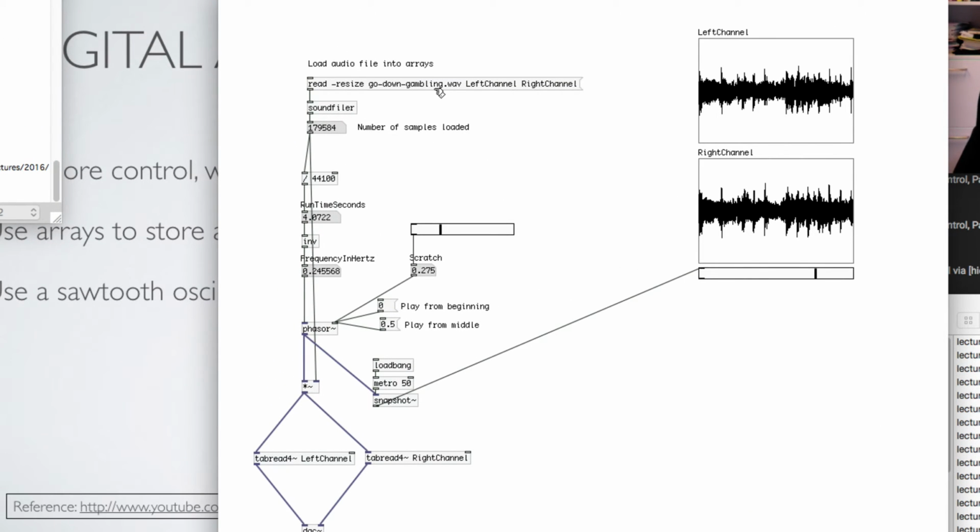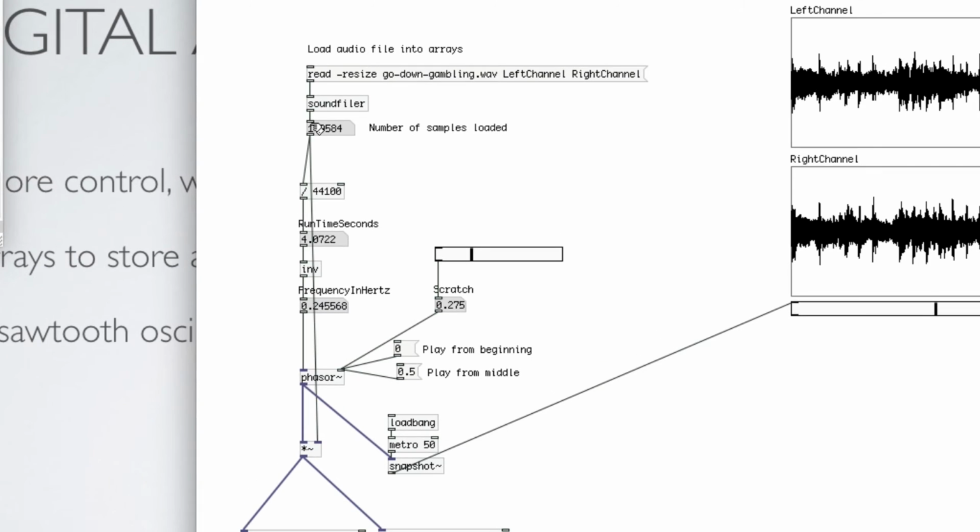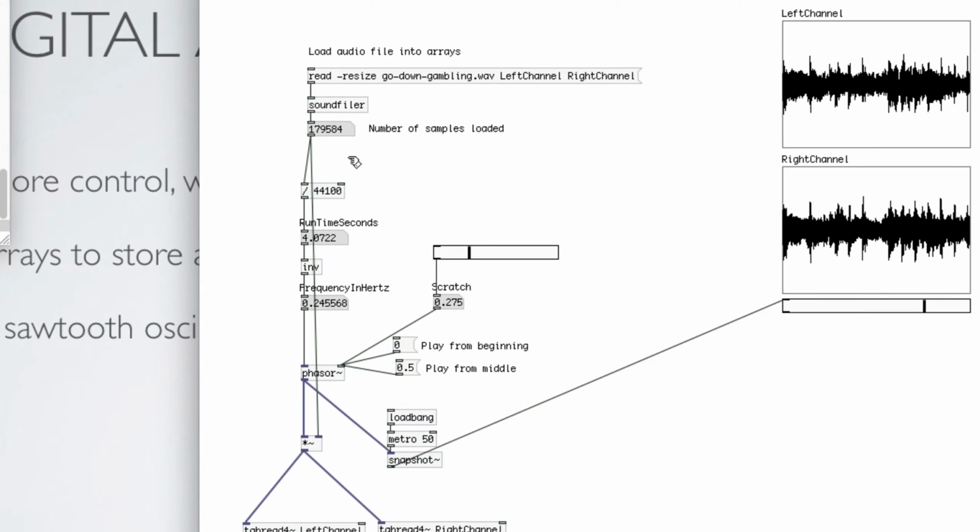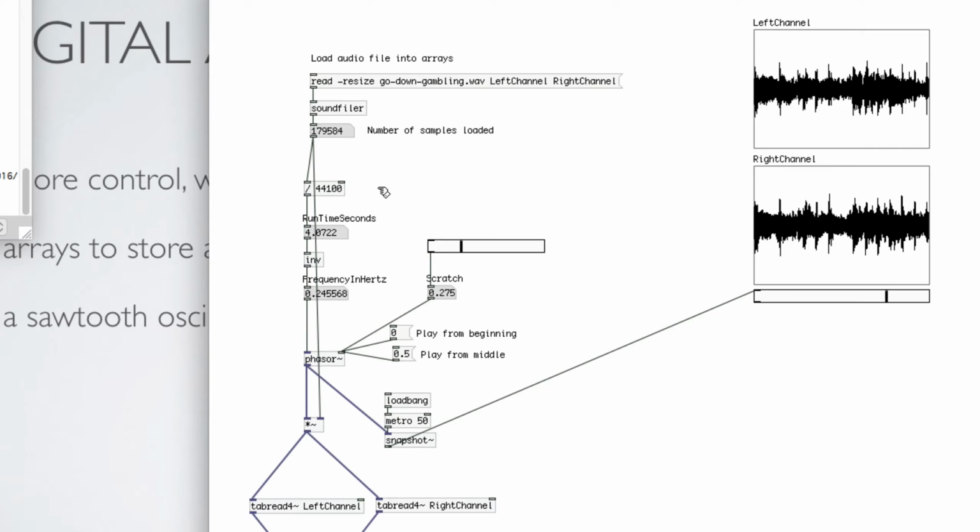So we're reading the go down gambling file into these two arrays. SoundFiler does that for us. And what it sends out its outlet is the number of samples that it's loaded. So last week we talked about samples, and we mentioned that a typical sampling rate is 44,100 samples per second. And that's what this particular file uses as well. So SoundFiler has said, yeah, this sound file has 179,584 samples in it. So that's how we load our samples into the arrays.